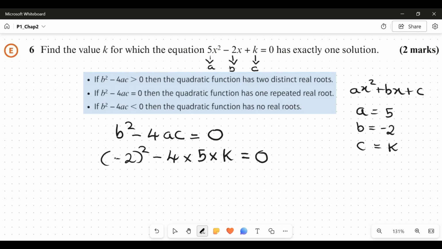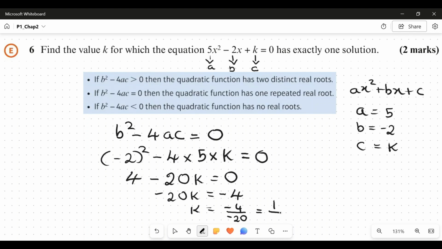So let's rearrange this. Let's simplify first. Minus 2 squared is 4. 4 times 5 is 20. So that's 4 minus 20k equals 0. So minus 20k equals, we can take the 4 to the other side of the equation. That's minus 4. And k equals minus 4 divided by minus 20, which is 1 over 5. So the value of k is 1 over 5. And if the value of k is 1 over 5, we know that equation will have exactly one solution.